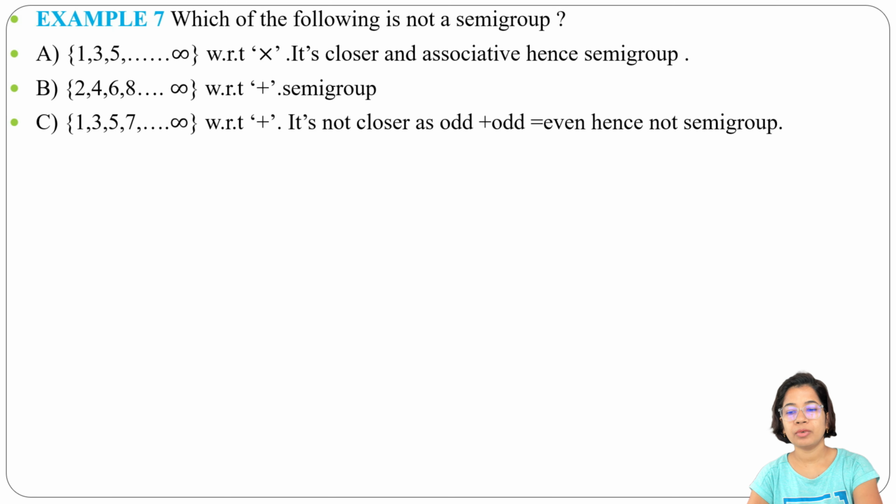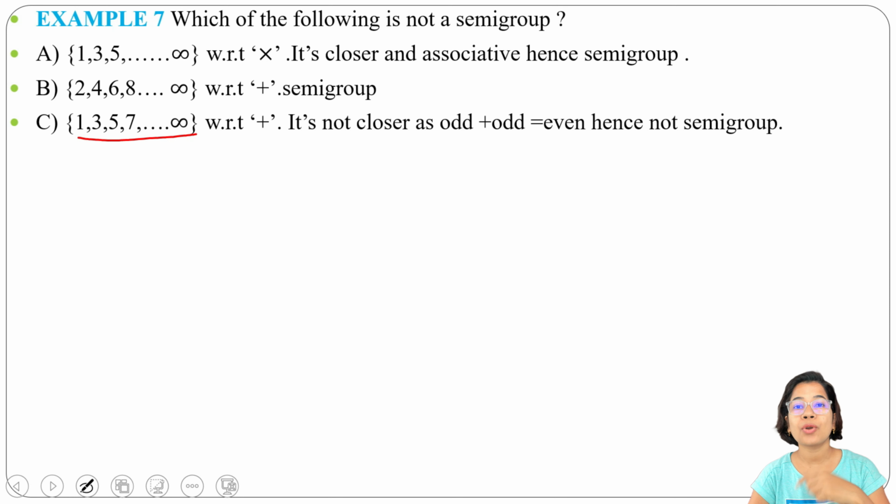Next option C: 1, 3, 5, 7, till infinity, with respect to addition. So it's asking about odd number addition. When we add two odd numbers, it's an even number. Like 1 plus 3, it's 4. 3 plus 5, it's 8. And 4 and 8 are not in this set. Hence, it's not closure. As it is not closure, we don't need to check for associative. It is not a semigroup. It's not even an algebraic structure as it is not closure.